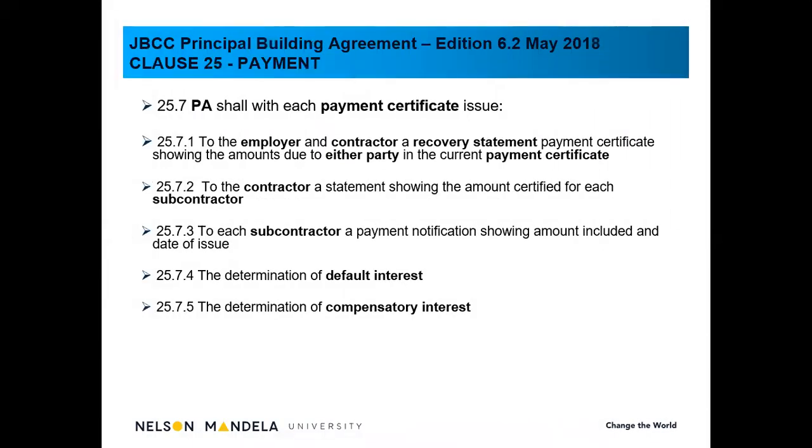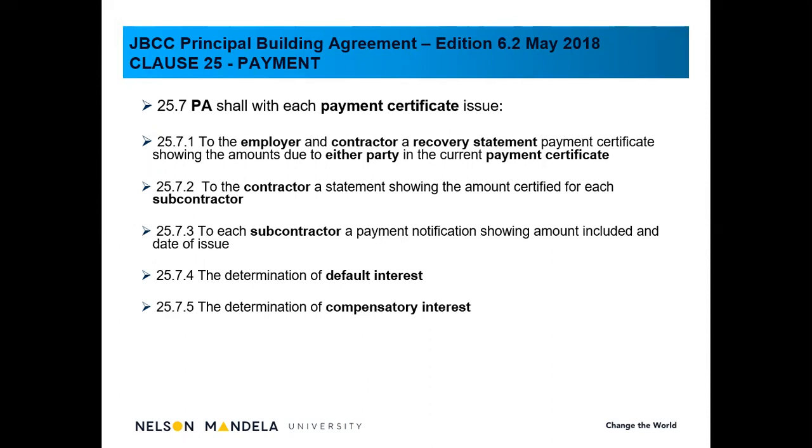The principal agent, clause 25.7, shall with each payment include, in other words, again, as quantity surveyor, you should include the following. To the employer and contractor, a recovery statement. We all know by now that's part and parcel of the whole package, showing the amounts due to each party in the current payment certificates. And as I said, that's just basically a summary of certain amounts which we've already included and shown in the main JBCC payment certificate.